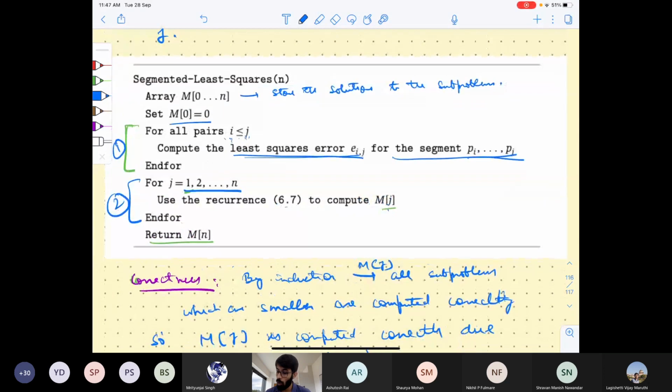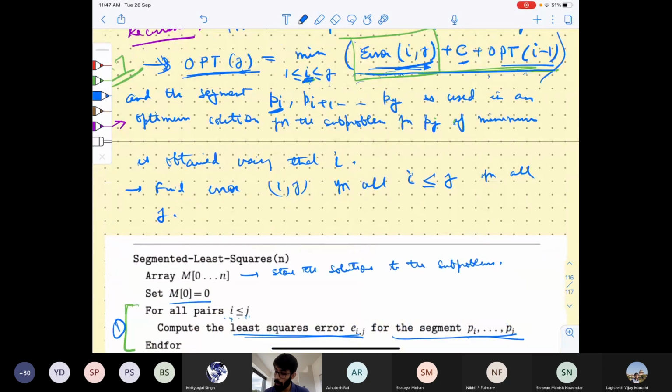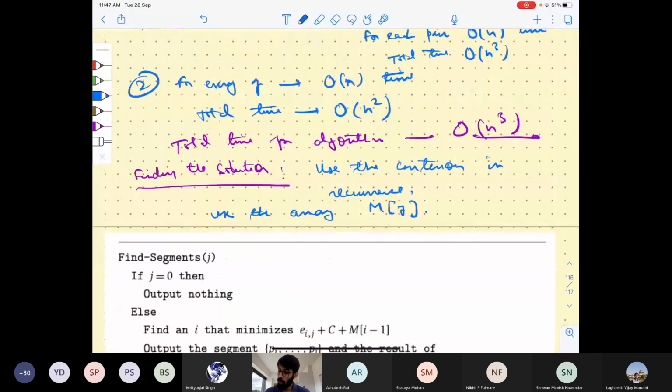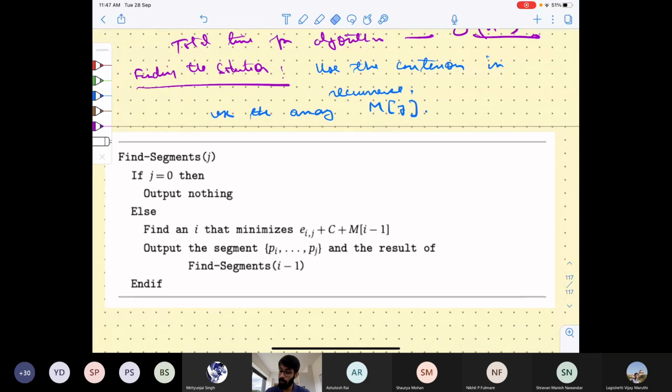For doing this, we now know that for whichever i this value becomes minimum, that gives the optimum solution for the subproblem for pj, if the minimum is obtained using that i, right? So now we have this array. If j is equal to 0, then output nothing. Else, find an i that minimizes this value. And if i minimizes this value, then what did we have? That pi to pj is the result. Output this segment and the result of find segments for i minus 1. Right?